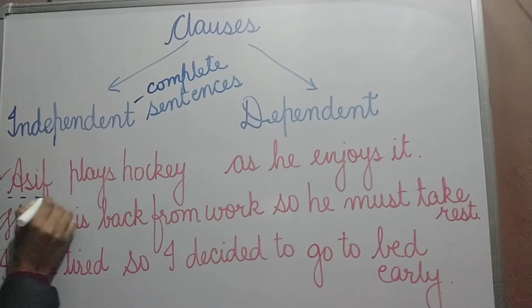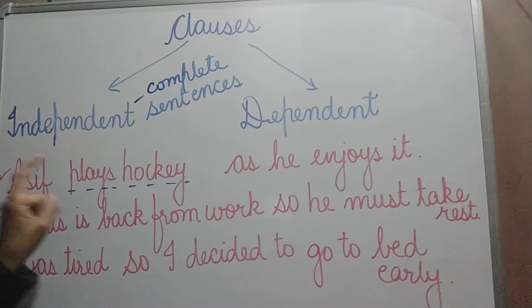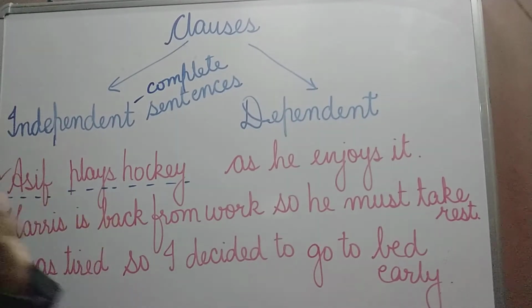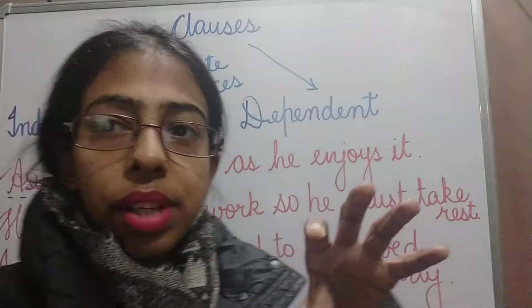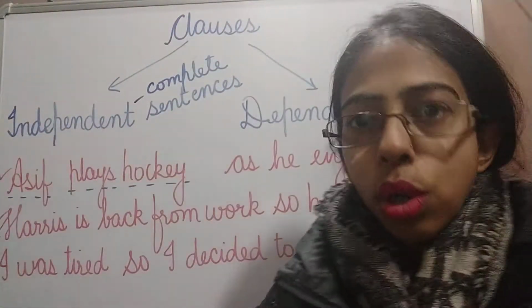Asif plays hockey. Subject is present, verb is present, it is conveying a complete meaning. This part of the sentence, Asif plays hockey, is an independent clause.